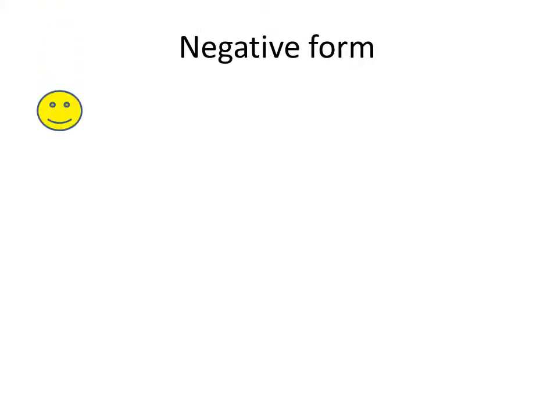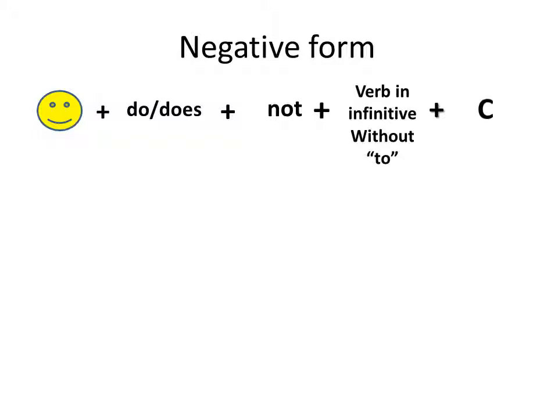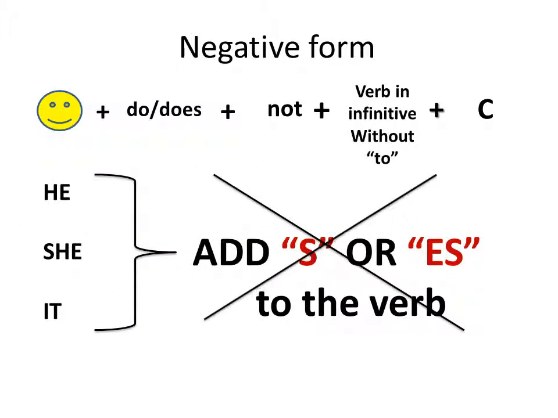Negative form. So we're going to start with the person first, plus the auxiliary do or does, plus the word not, which is a negation word, the negative word, plus the verb infinitive without to, plus the complement. Okay, don't forget this formula. And remember about he, she, or it? We're not gonna do it anymore. Aquí no se le agrega s o es al verbo.